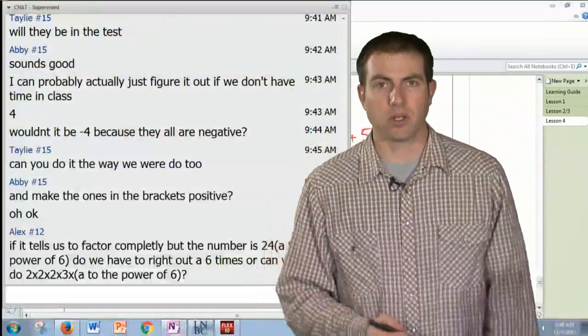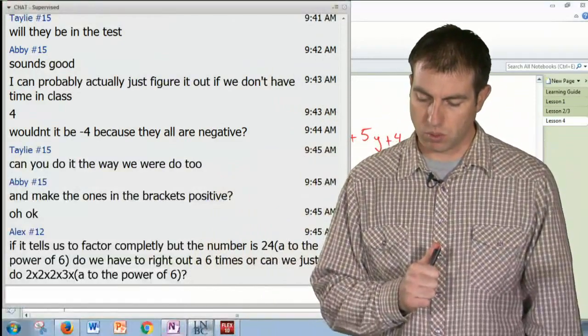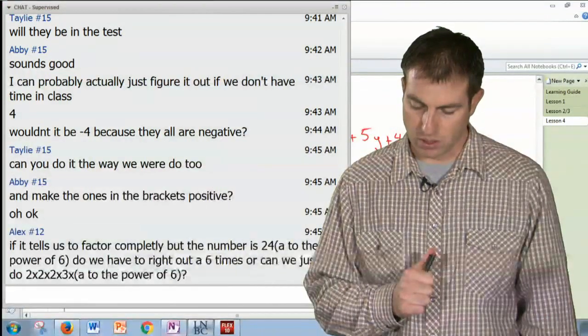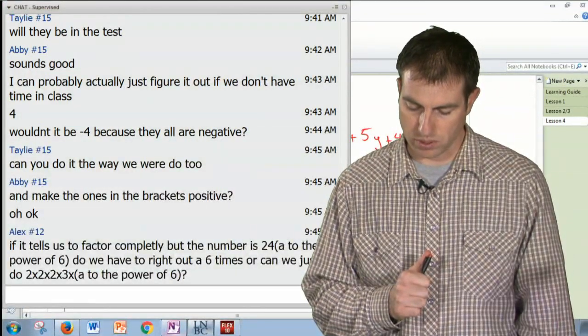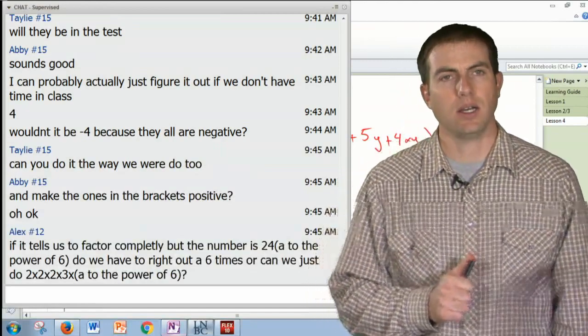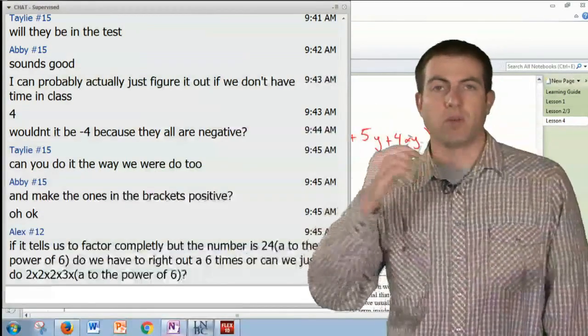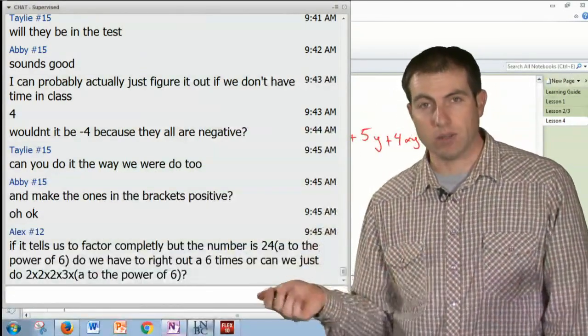Alex, I saw you pull in a question here. If it tells us to factor completely, but the number is 24, 8 to the power of 6, do we have to write out 8 six times, or can we just put 2 times 2 times 2 times 3 and 8 to the power of 6? For the way we've been doing it, if we're looking at what's common and we're circling the common things, it makes more sense to write that 8 out 6 times.